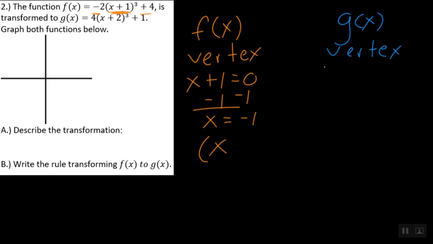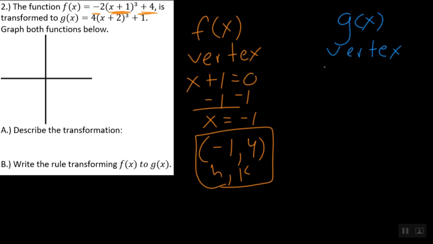And we get the x value of our vertex is negative 1, comma, and our k value is positive 4. Now remember, we always label the vertex h comma k. All right, so we go to the left 1 and up 1, 2, 3, 4. Put our graph.